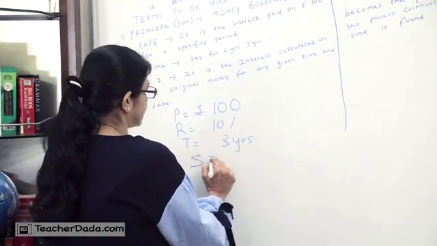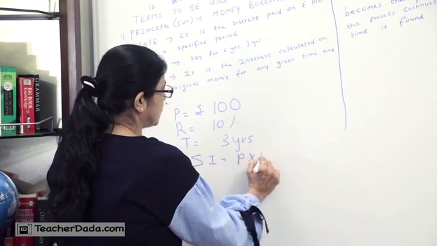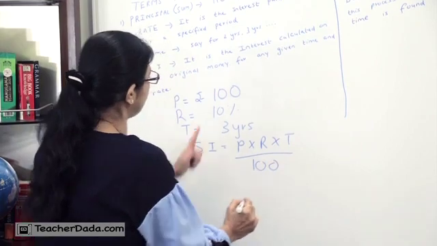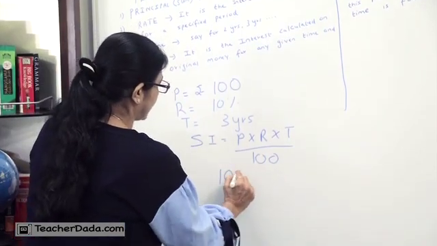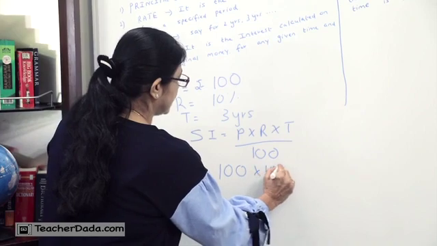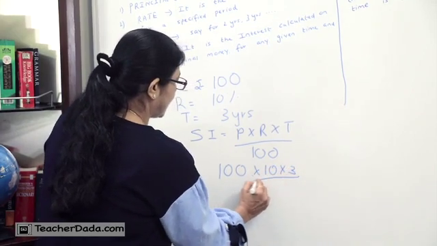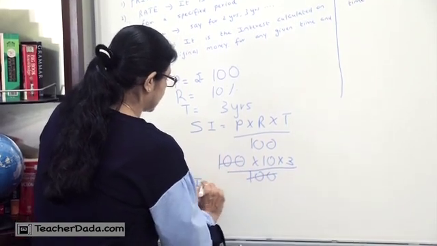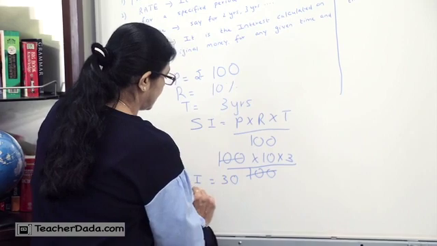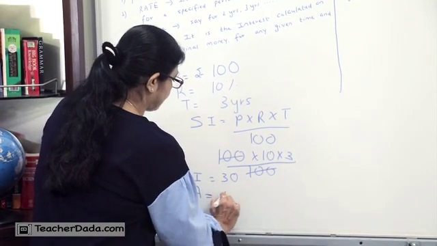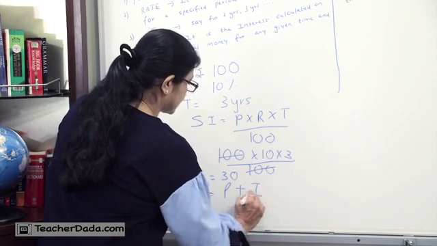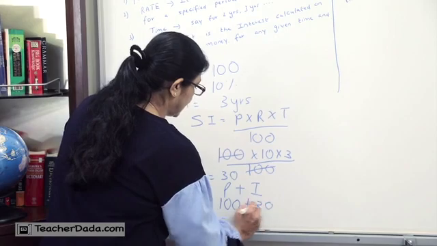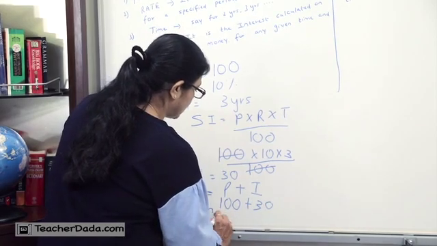Now what is simple interest? Simple interest is P into R into T upon 100. What is the principal we have taken here? 100. The rate of interest is 10%. The time is 3 years, upon 100. So the simple interest is rupees 30. The amount is principal plus interest. Principal is 100 and the interest is 30. So the total amount comes to 130.